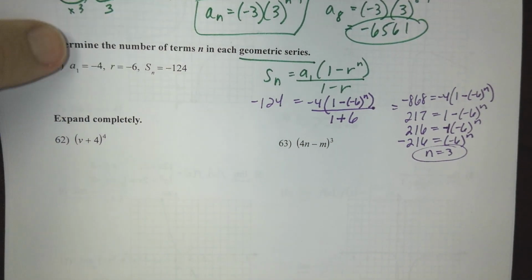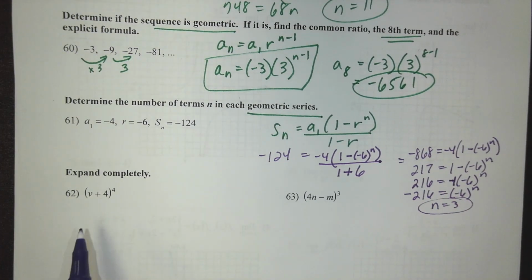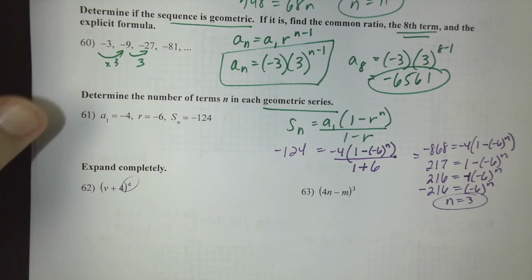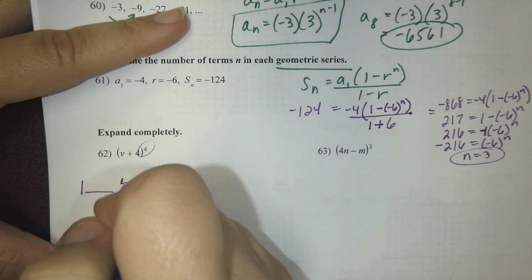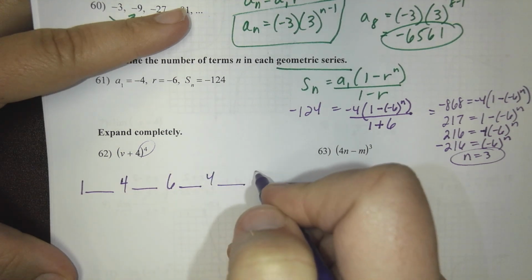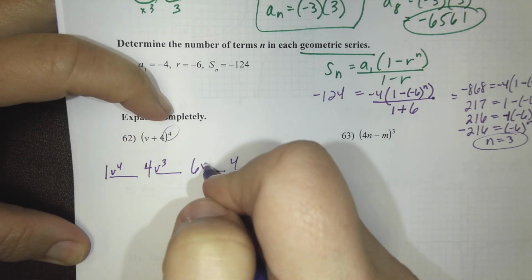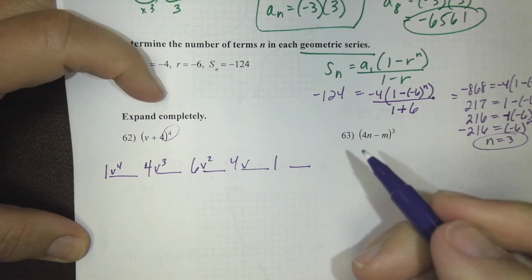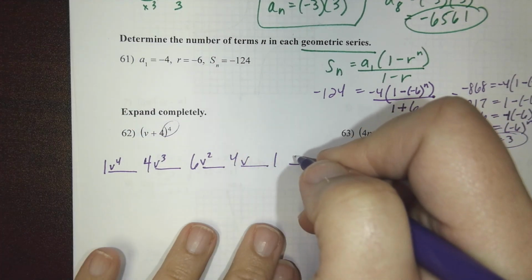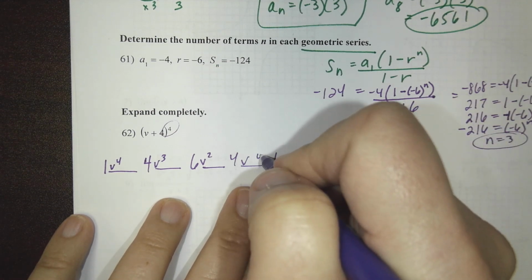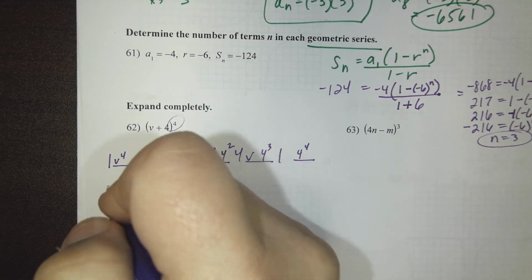All right, expand. This is using binomial expansion. You really only have to go to the 5th row. So if we're doing this right here, we look at the 4th row of Pascal's triangle. So that's 1, 4, 6, 4, 1. And then I just start with the first term, v to the 4th, and then just work my way down, v cubed, v squared, v to the 1. You can write v to the 0. And then the second term, 4 to the 4th, goes this way. 4 to the 4th, 4 to the 3rd, 4 squared, 4, and then you can write 4 to the 0. And then just clean it up.